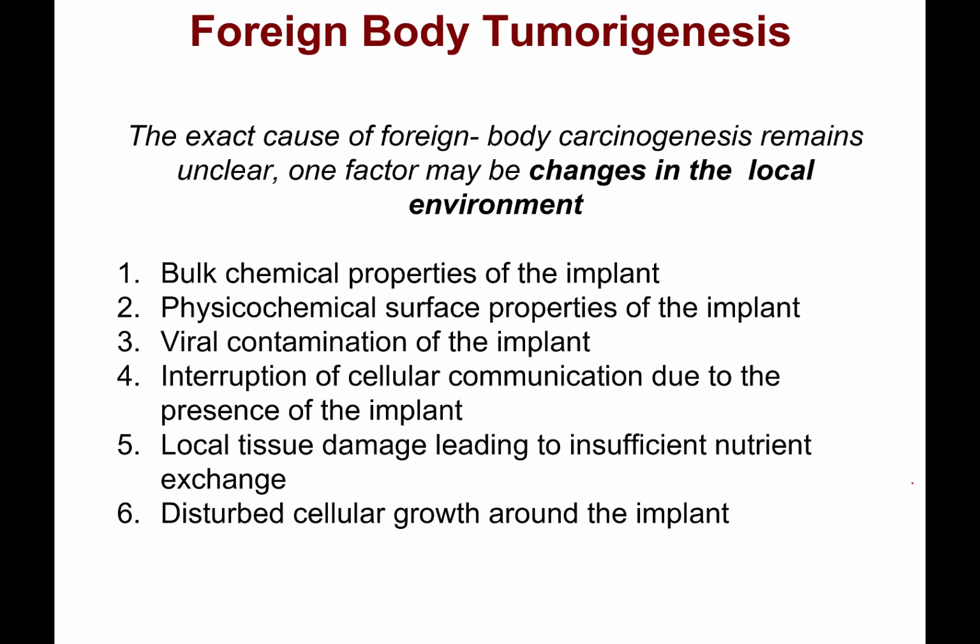So things that matter in terms of the tendency for foreign body tumorigenesis, and things that can contribute to it, are the bulk properties of the implant, the physicochemical surface properties of the implant, and then local tissue damage leading to insufficient nutrient exchange and disturbed cellular growth around the implant, and the interruption of cellular communication. All those things are related to the foreign body response.